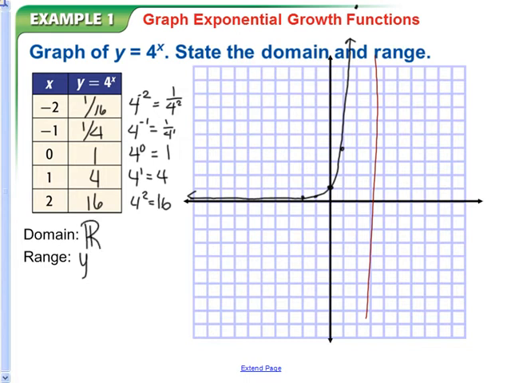Range goes the other way. When is this line touching the graph? It obviously is up here, but at 0 it is not touching, and then below. It gets infinitely close to 0, but it never touches 0. So the range is when y is greater than 0, but not equal to 0, so we don't add that extra line to it.